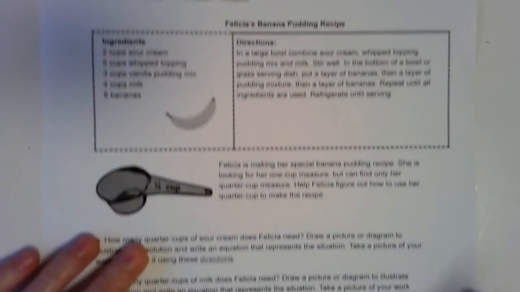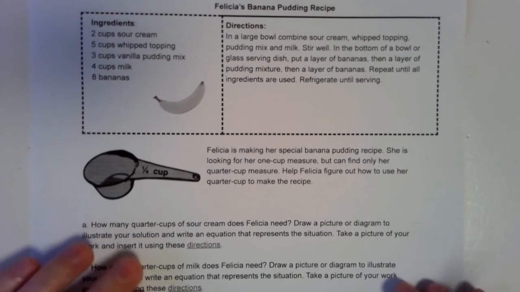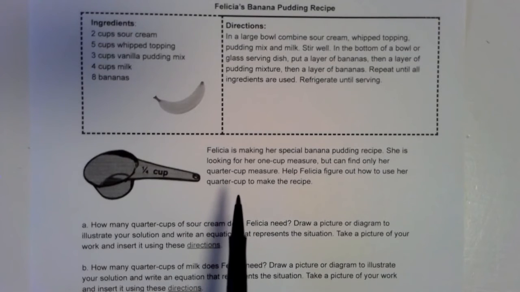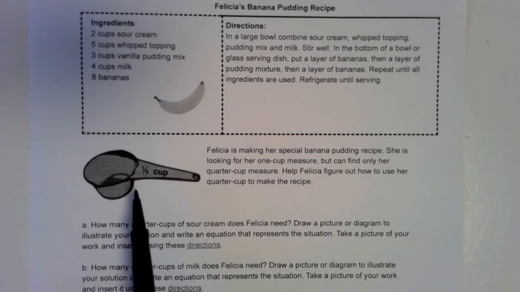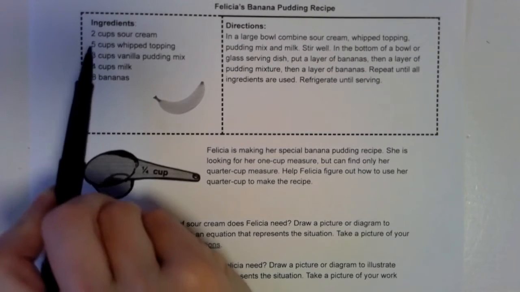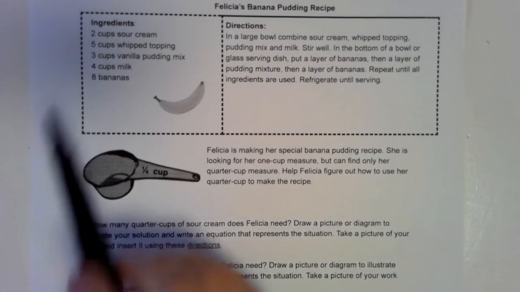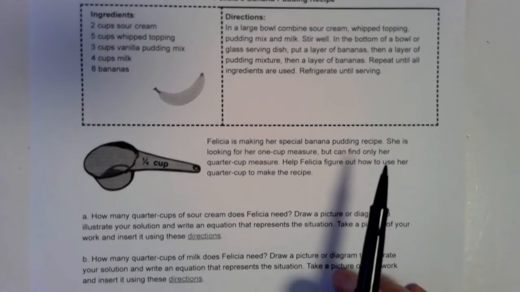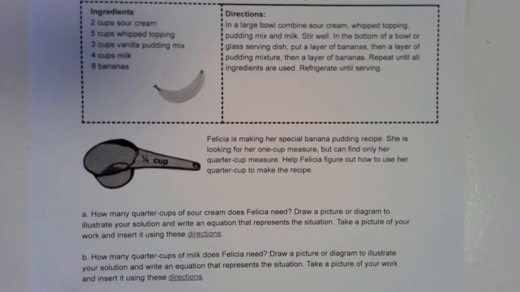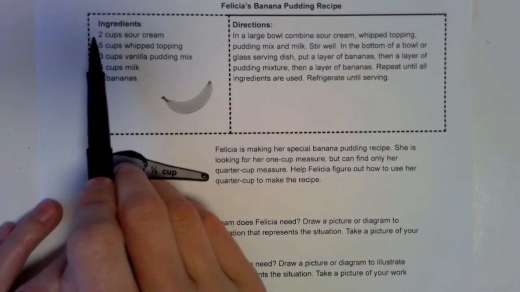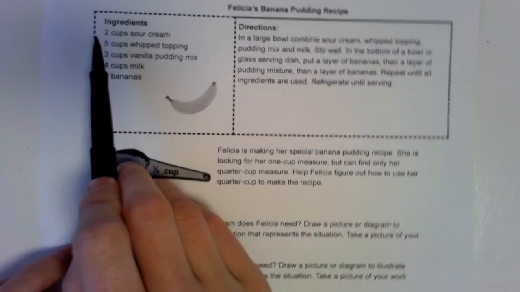So here's Felicia's banana pudding recipe. Just to recap, she is trying to make this recipe, but she doesn't have her 1 cup measuring spoon. She only has a 1/4 cup measuring spoon. So we have to figure out how we're going to use that 1/4 cup measuring spoon to measure out each of the ingredients, which are in terms of whole cups. For part A, we need to know how many quarter cups of sour cream she is going to need. If you look back at the recipe, she needs 2 whole cups of sour cream, but we only have a quarter cup measuring spoon.